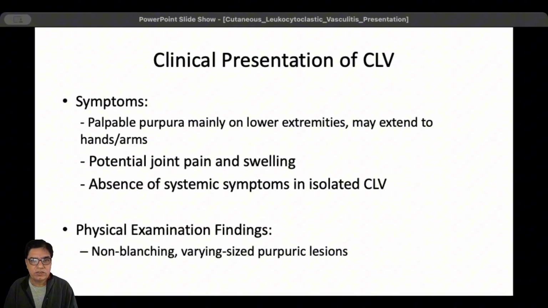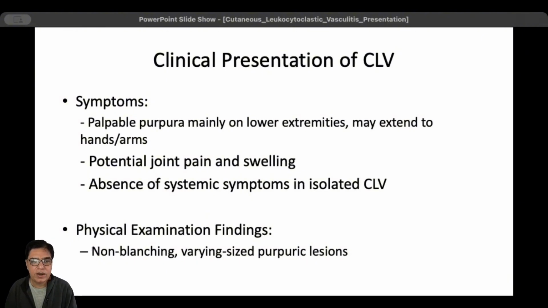Okay, so the clinical presentation, as I told you, is leukocytoclastic vasculitis, a cutaneous form. Usually it appears in the form of palpable, painful purpura on the lower extremities, but it can extend to hands and arms as well, as we saw in this case that presented to us. There can be potential joint pain and swelling, like happened in this child. He had a 1-day swelling of the right knee, and then he had swelling of the left forearm and wrist.